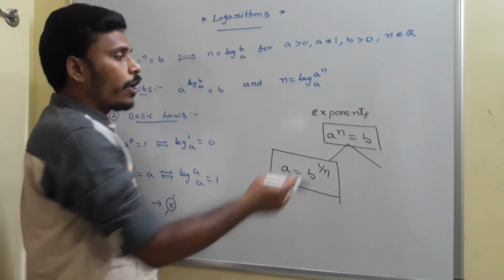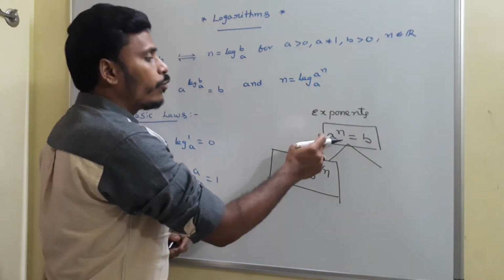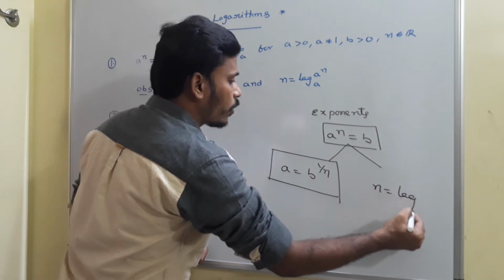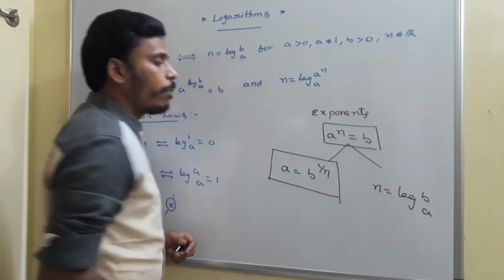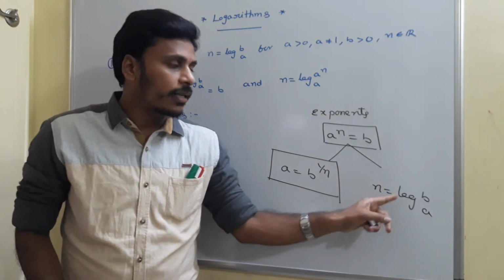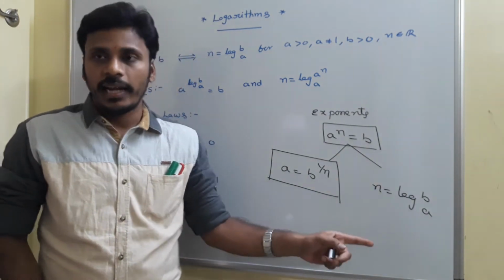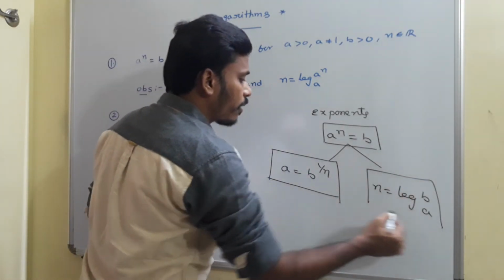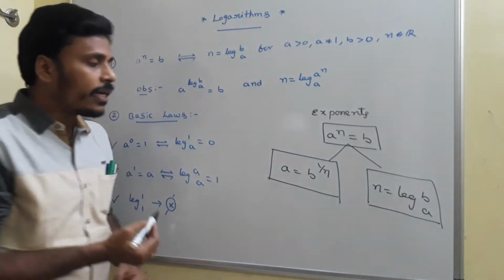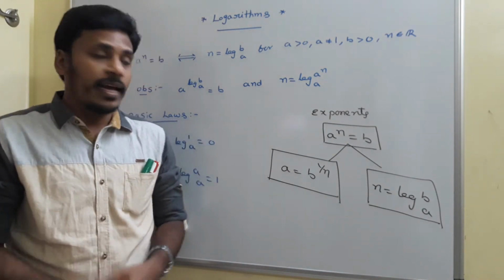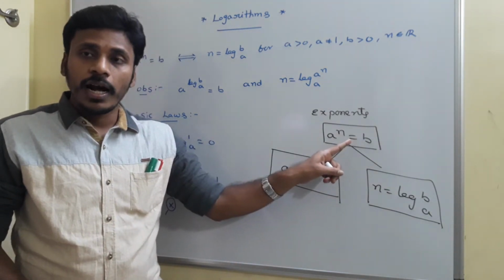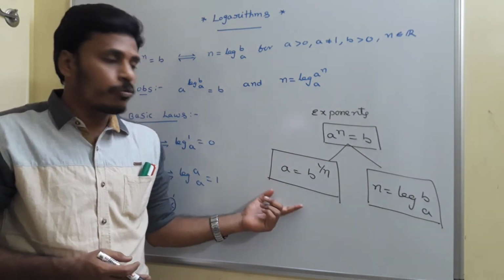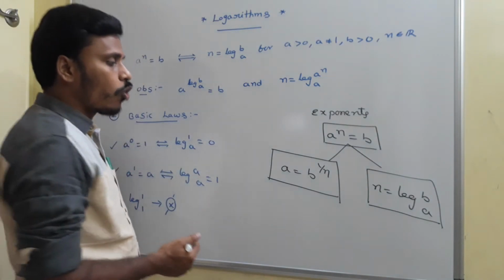On the other hand, if you make n the subject, then you need to send this a to that side. In that case, we will write that n is equal to logarithm of b to the base a. We read it as logarithm of b to the base a, and we write it like this: n is equal to log b base a. Here, n is the subject and we are expressing n in terms of b and a. So at the end, this is an exponent, and it can be rewritten in two different ways. One way is a is equal to b power 1 by n, and the other way is n is equal to log b base a.